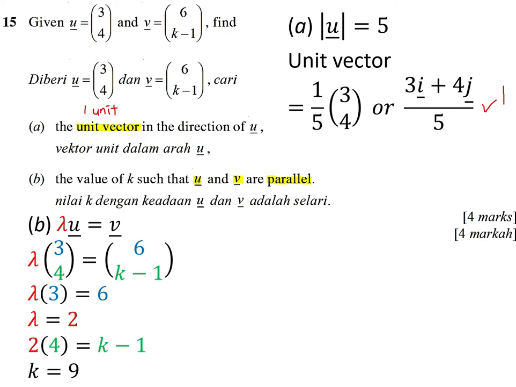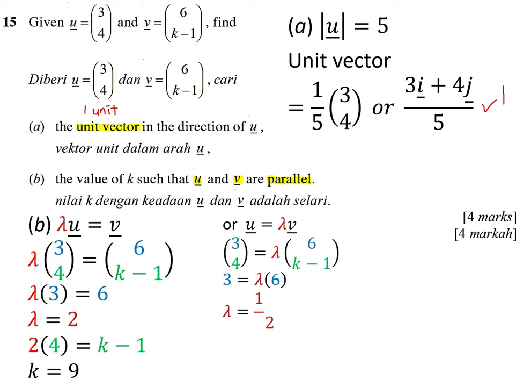Okay, besides this one, we can actually add the lambda in front of the v also if you want. That's why I say the lambda only represents the ratio. You can put it in front or you can put it at the back. If you put it at the back, the way we do is the same. (3, 4), and then you put in also (6, k minus 1). It's just that the value for lambda you get here will be slightly different because 3 is equal to lambda times 6. You will get lambda 1 over 2 here.